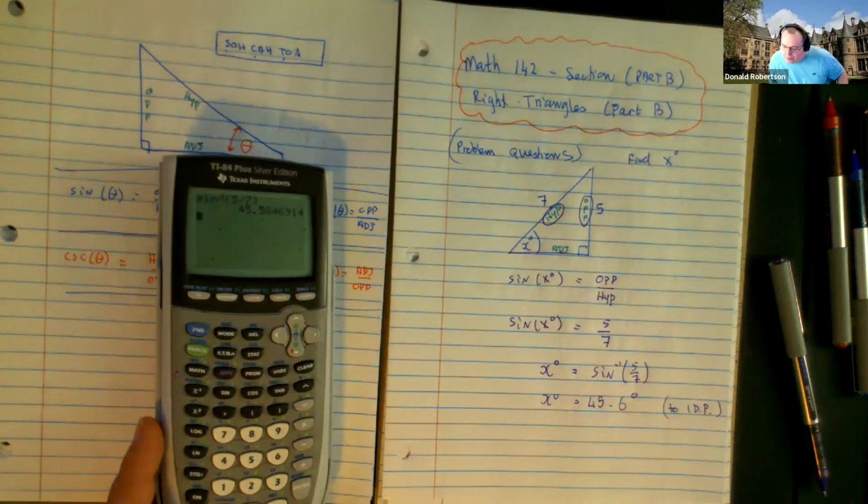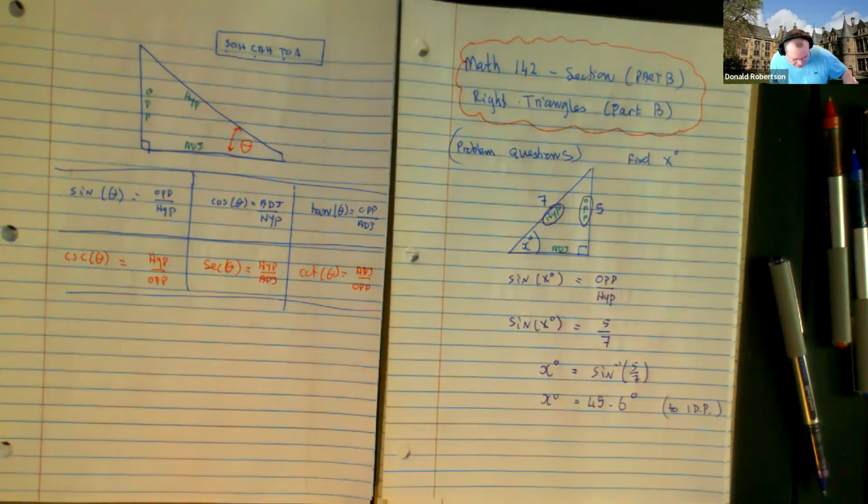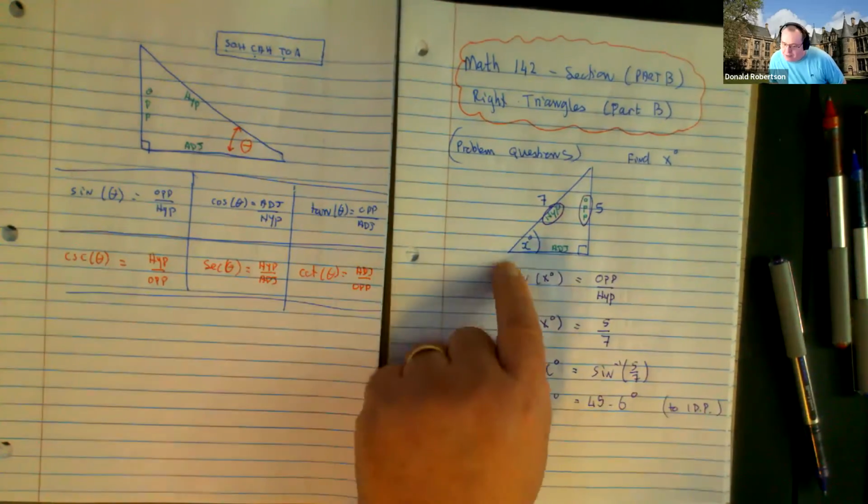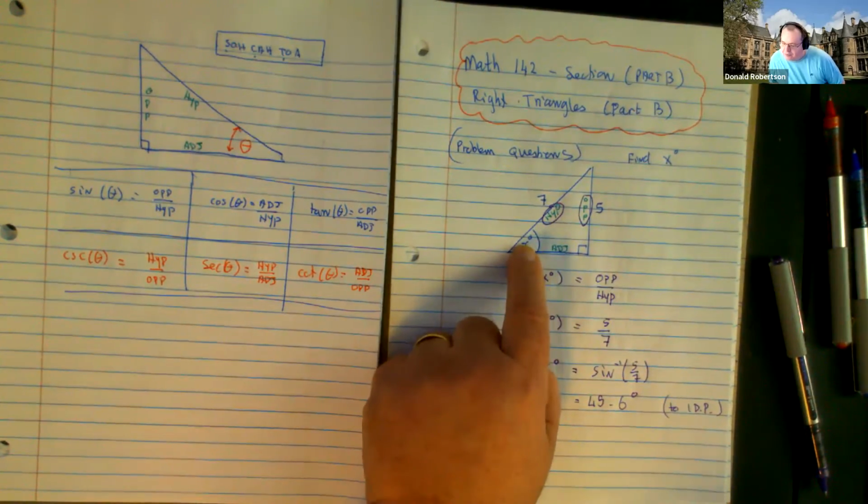Are we comfortable with that? How to find a missing angle? If you know two sides of a right angle triangle, can't you find any missing angle? In this case, this one.